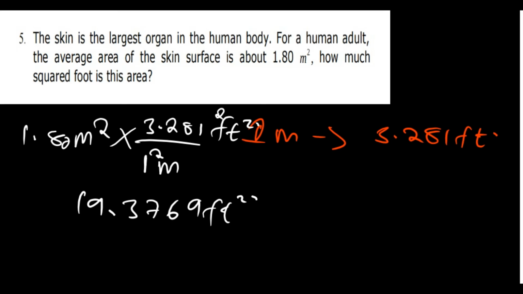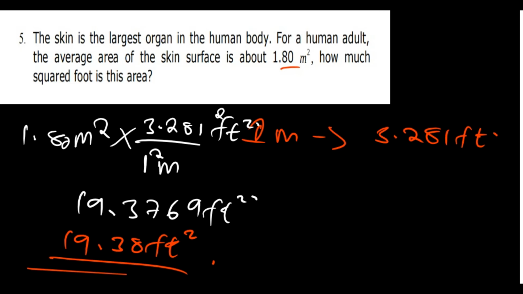So now we are going to round it off, because this is in 2 decimal places. So even our answer is supposed to be in 2 decimal places. So our final answer is going to be 19.38 feet squared. Yeah, so the answer for question 5 is basically 19.38 feet squared.